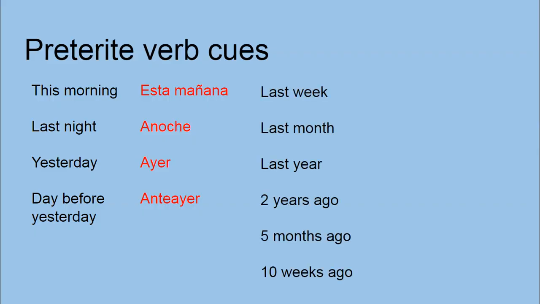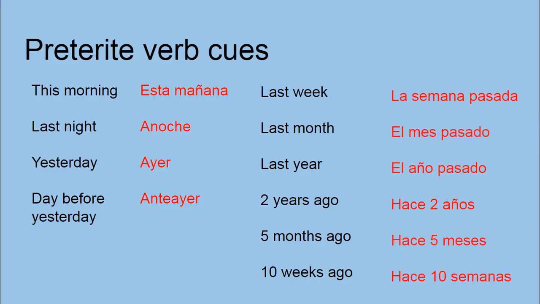We also have last week, last month, last year, 2 years ago, 5 months ago, 10 weeks ago. La semana pasada, el mes pasado, el año pasado, hace 2 años, hace 5 meses, hace 10 semanas. Feel free to pause the video so you can fill in your notes.